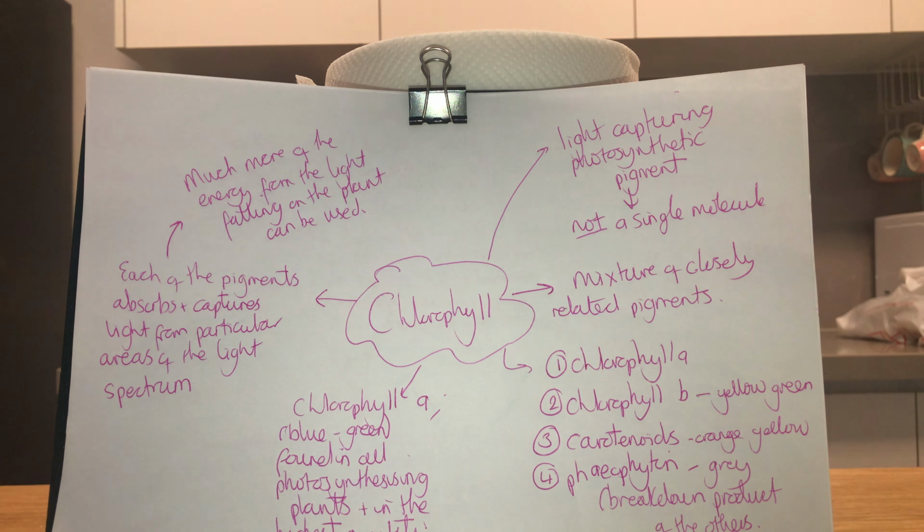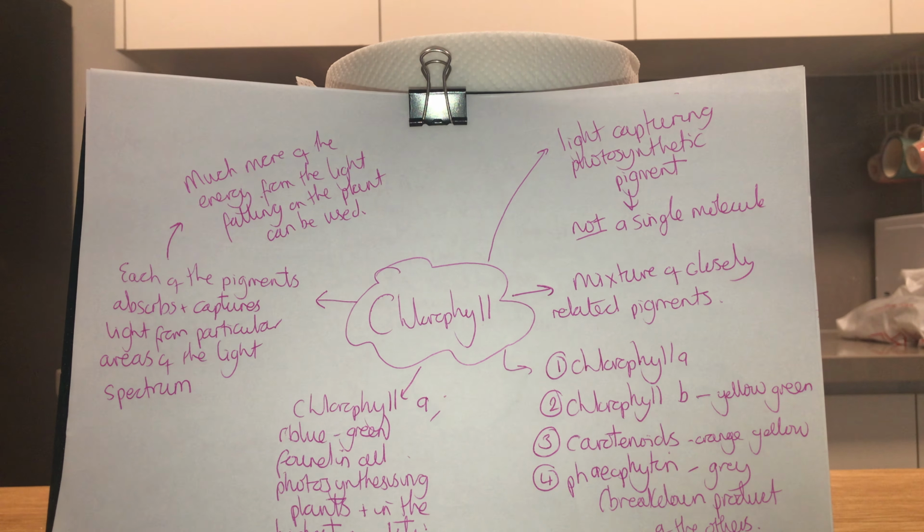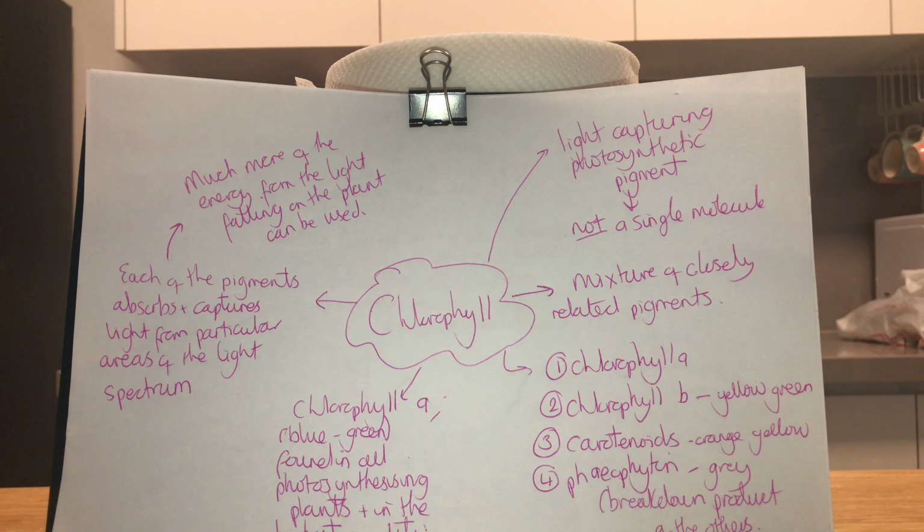Within a plant cell, within that chlorophyll, you would find several different types, okay? And they mix together in different amounts to produce what we would call chlorophyll in general. So the different pigments are chlorophyll A, chlorophyll B, the carotenoids, and phaeophytin. Now chlorophyll A is blue-greeny in colour itself. Chlorophyll B is yellowy-green in colour. The carotenoids are orangey yellow, and then the phaeophytin is actually grey, but this is a breakdown product of the others. So when the other ones are broken down in different chemical reactions, this grey phaeophytin is produced.